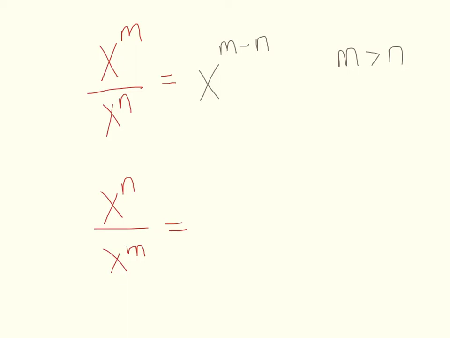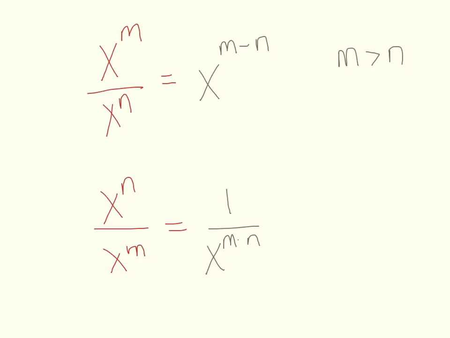Same thing down here. We have x to the n over x to the m. Now if m is bigger, we are going to subtract m minus n. But notice where the answer is going to be. The answer is going to be in the denominator because m is bigger.